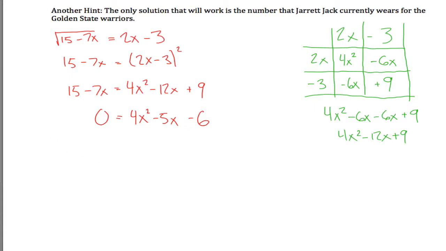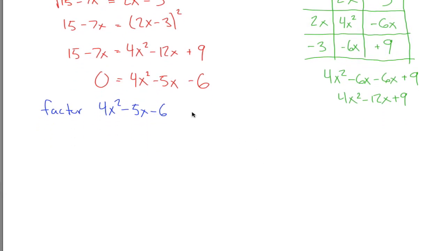To factor this thing, maybe it's time to switch colors. Let's factor 4x squared minus 5x minus 6. The strategy we've been using in this class is to find two numbers that multiply to negative 24, a times c here, and add to negative 5.